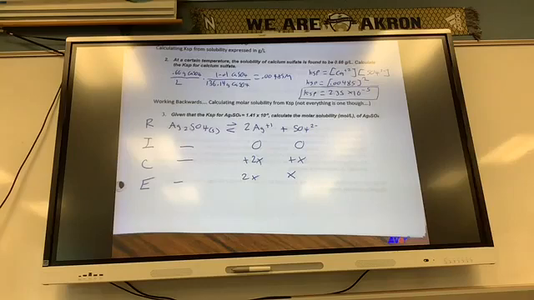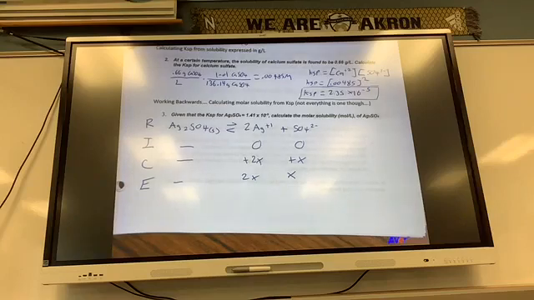So sometimes you'll see an ICE table called a RICE table. Either way, the R is just for the reaction. So I just want to show you that. Kind of fun. A RICE table is just an ICE table with a reaction.